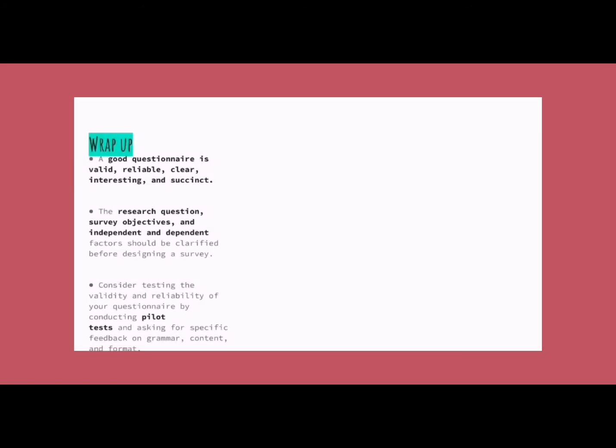So as the wrap up of this lesson, a good questionnaire is valid, reliable, clear, interesting, and succinct. The research questions, survey objectives, and independent and dependent factors should be clarified before designing a survey. So the third one is consider testing the validity and reliability of your questionnaire by conducting pilot tests and asking for specific feedback on grammar, content, and format.